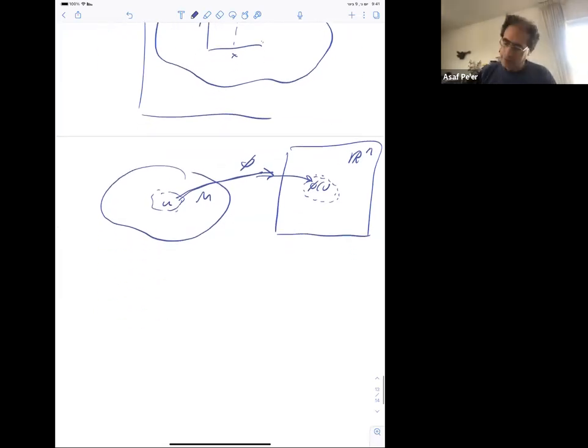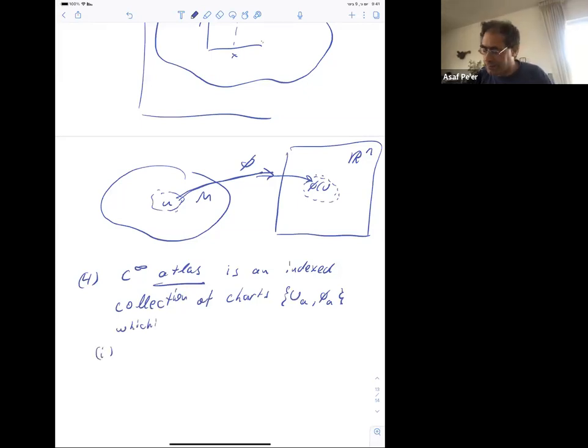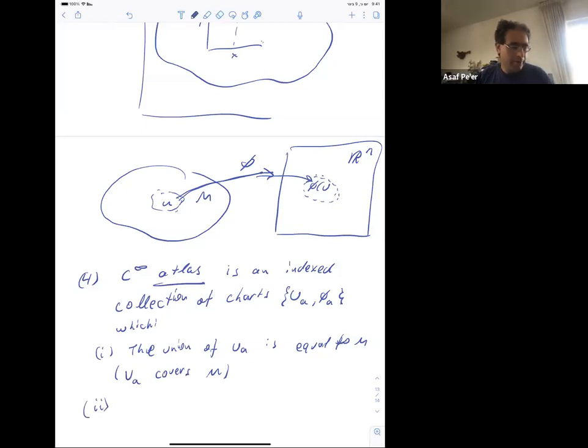Two more things to go. What we call an atlas, or a C-infinity atlas, is an indexed collection of charts U_alpha and phi_alpha, for which the union is equal to M. In other words, the U_alpha cover all of M. And they are smoothly sewn together.